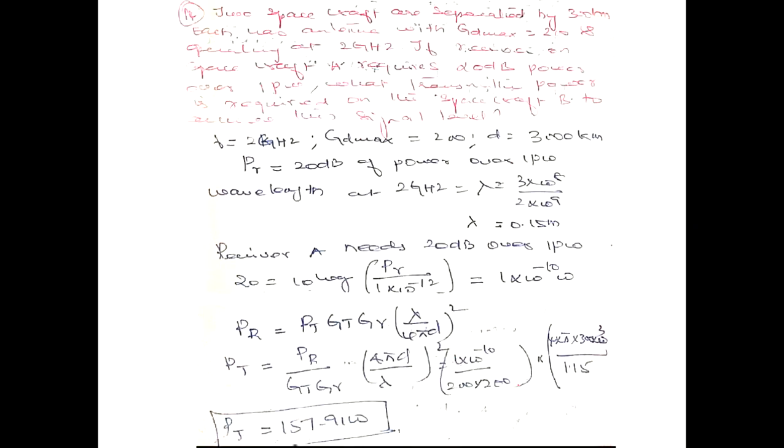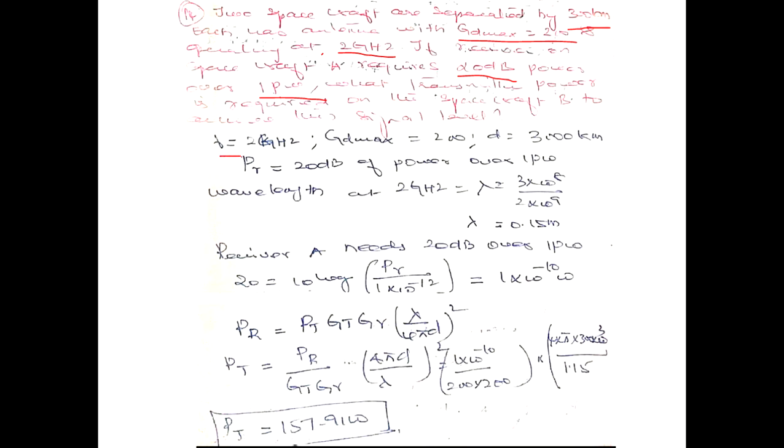Then the next problem: two spacecraft are separated by 300 meters, and each has an antenna with G max equal to 20, operating at 2 gigahertz. If the receiver on spacecraft A requires 20 dB over 1 picowatt, what transmitter power is required on spacecraft B to achieve this signal level?